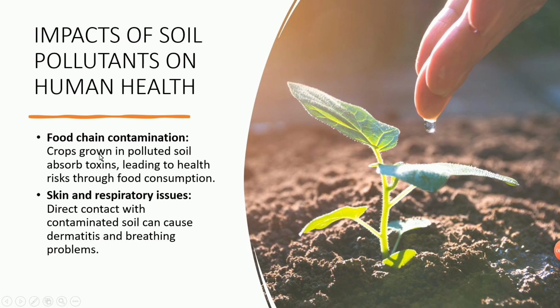See here, food chain contamination. Crops grown in polluted soil absorb toxins, leading to health risks through food consumption. Like I said, if you are consuming the crops grown in the damaged or polluted soil, you are at high risk of eating the toxins absorbed by the particular crops. Then skin and respiratory issues. Direct contact with the contaminated soil can cause dermatitis and breathing problems. So these are the impacts of soil pollutants on human health.